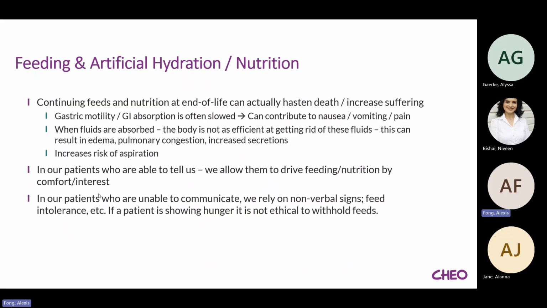I want to make sure that I'm very clear about things that are testable versus things that are just nice to know for when you're on call. Testable material from this slide: continuing feeds and nutrition at end of life can actually hasten death and increase suffering. At end of life, you have decreased gastric motility. GI absorption is often slowed. This can contribute to nausea, vomiting, pain. When fluids are absorbed, the body is not as efficient at getting rid of them. So you can have edema, pulmonary congestion, increased secretions, and increased risk of aspiration.